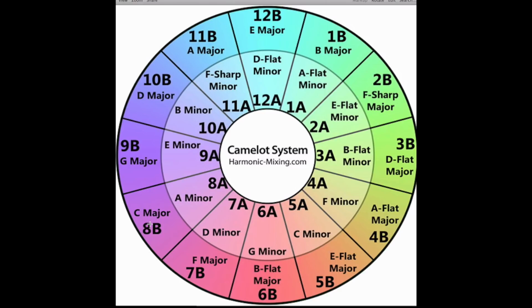The relative minor key of C major is 8A, which is A minor. So the key of C major is the same notes as the key of A minor. It's just the root note is different. Obviously it feels different because it's a minor key, but they are quite closely related.